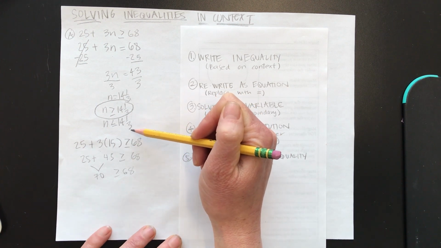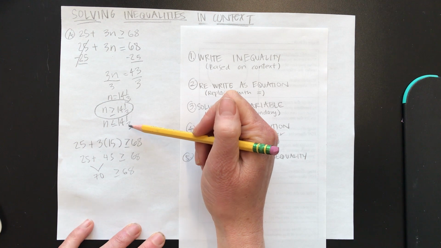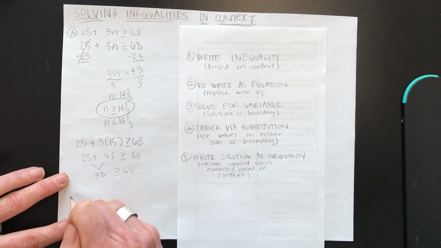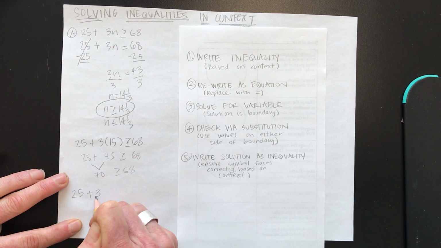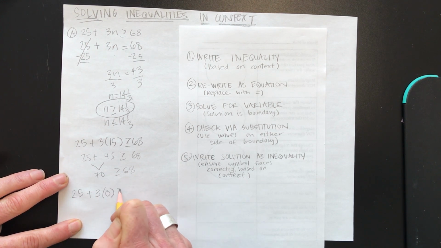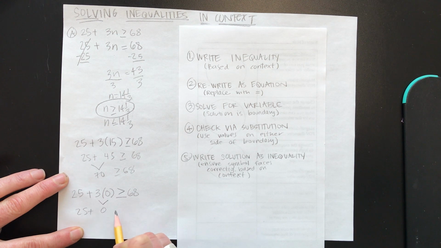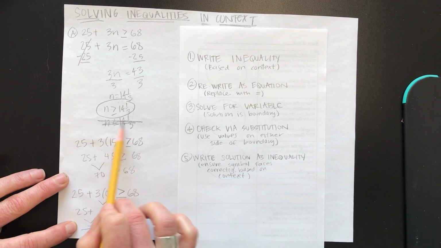I can double check to make sure by evaluating for a number that is less than 14 1/3. So maybe I'll choose a number like 0, which would make my life pretty easy. So 25 plus 3 times 0, is that going to be greater than or equal to 68? Well, 3 times 0 is 0. 25 plus 0, that's 25. 25 is not greater than 68. That does not work. So no dice there.